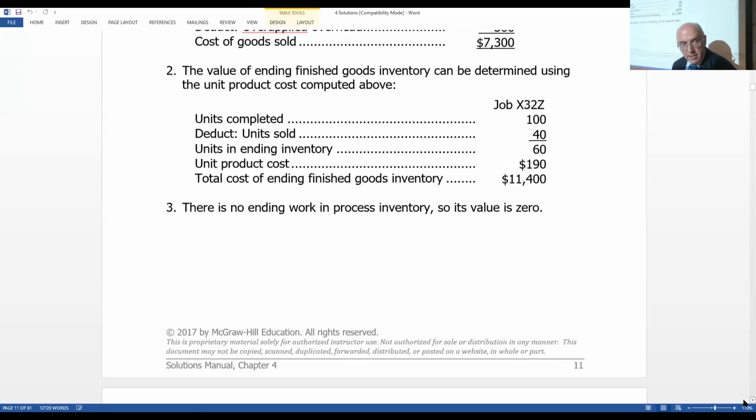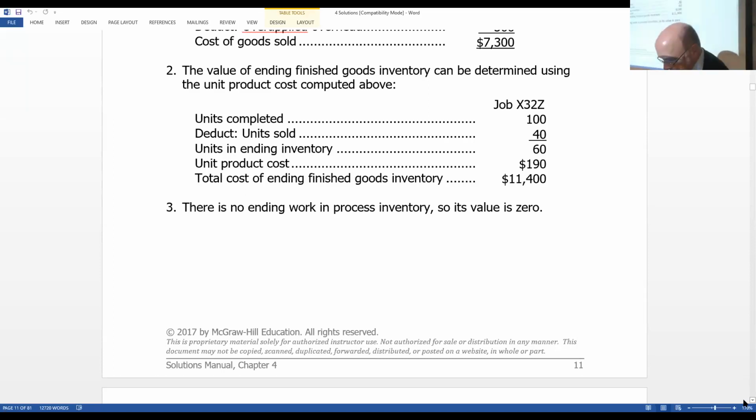If they had 100 units and they sold 40, it means they didn't sell 60. So units completed 100, they sold 40, you have 60 left. 60 they didn't sell. Those go in the ending inventory. And what cost should we assign to those? 190. 60 times 190, the ending finished goods inventory, is 11,400.